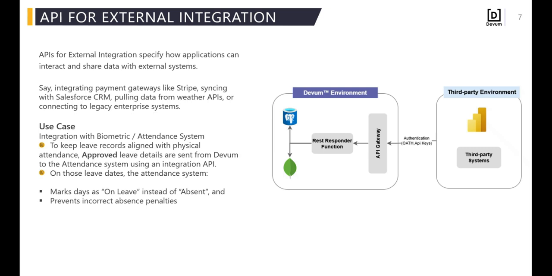In a real-world scenario, imagine integrating with a biometric attendance system. Once a leave is approved in Devum, an integration API sends those details directly to the attendance platform. This ensures the system marks those days as on leave instead of absent, preventing any incorrect deductions or penalties. So, through these APIs, Devum stays perfectly aligned with the broader ecosystem of tools your business relies on.